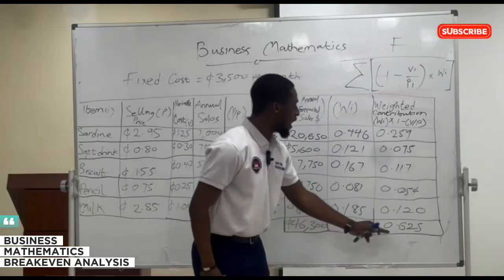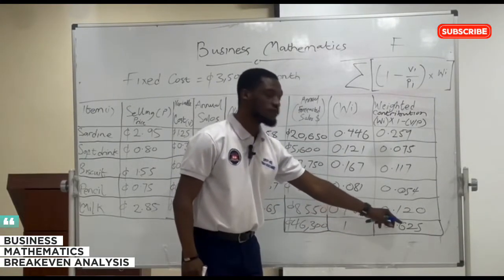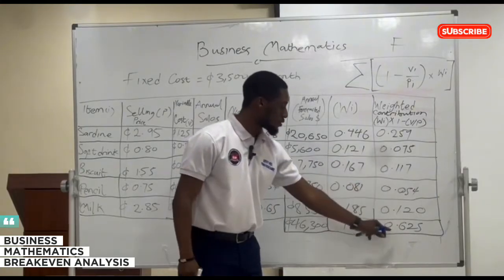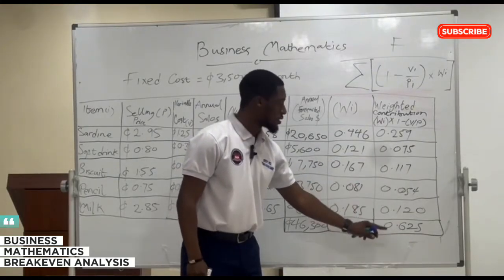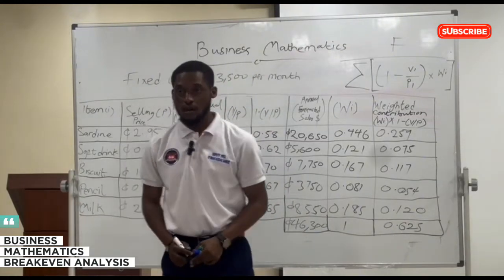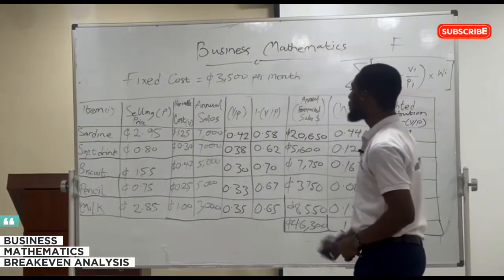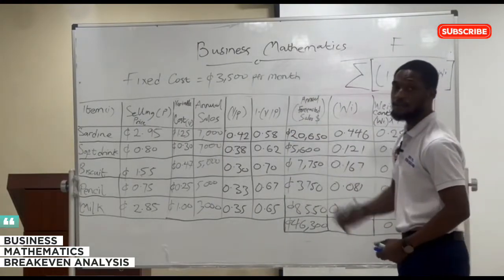So when you add this, you get 0.625. When you add the total, you get 0.625. So now we went ahead to calculate the VP, that's the V divided by P.